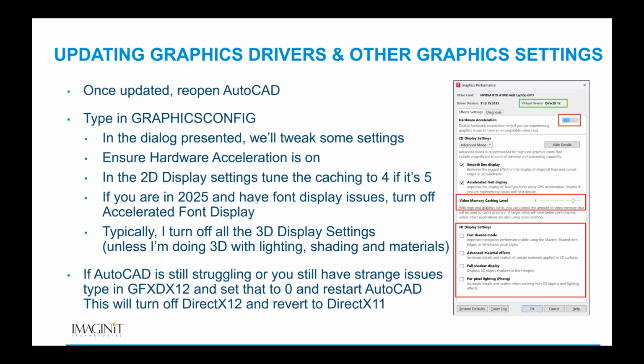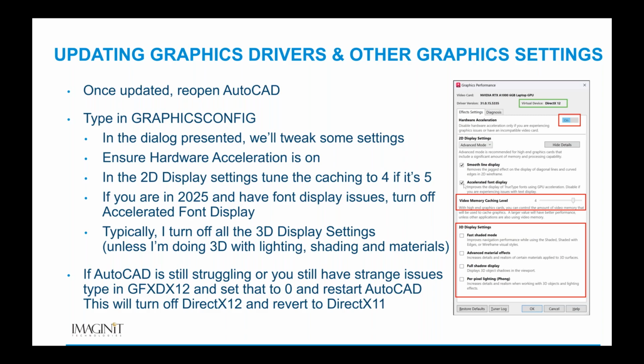And if you're in 2025 and are having some weird font display issues, turn off the accelerated font display. What I mean is that you start seeing unusual characters or double characters, ghosting behind characters, things like that. That's typically a function of 2025 where the accelerated font display just needs to be turned off. And typically I'll turn off all of the 3D display settings unless I'm doing 3D with lighting, shading, and materials. The reason I turn all of that off is that I'm not allocating any resources for it, so I can focus entirely on 2D.